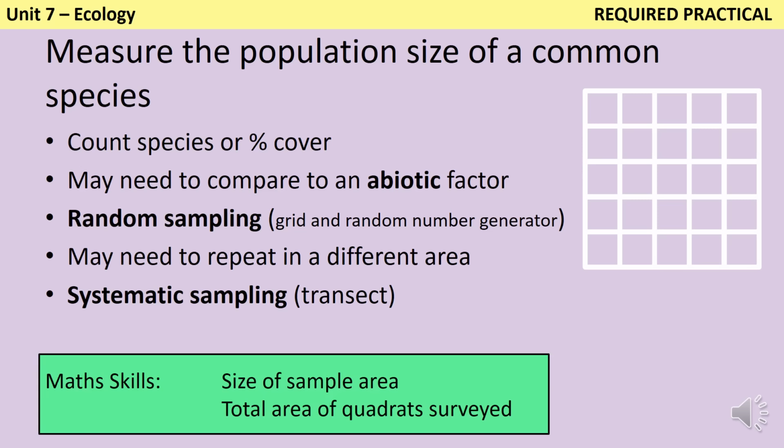There are some opportunities in here to test your math skills, and these usually involve working out the area, either of the whole sample site or the quadrats that have been surveyed. These are usually quite easy calculations to do, but also easy to make silly mistakes with, so do check your working.